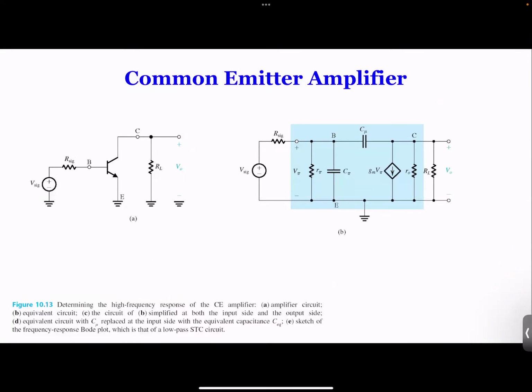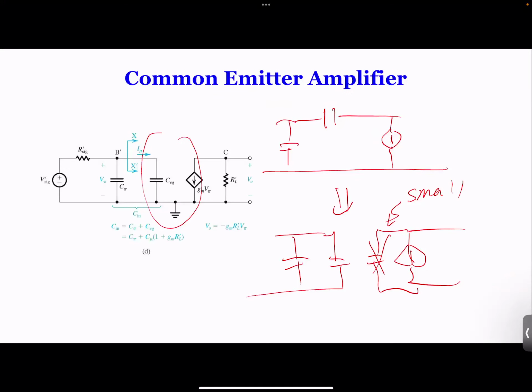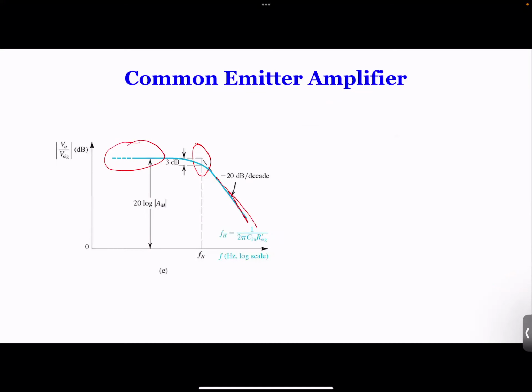Apparently you can do the same thing for the common emitter amplifier, where the only difference is you have R pi, and then you do the same simplification to get CEQ, and then you can derive the gain, and you can get the same high frequency cutoff frequency. You get this point. So this is very critical.